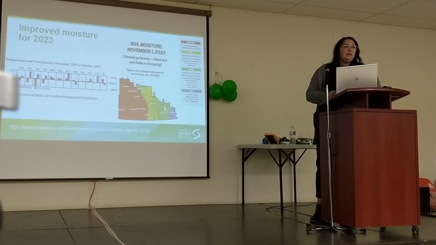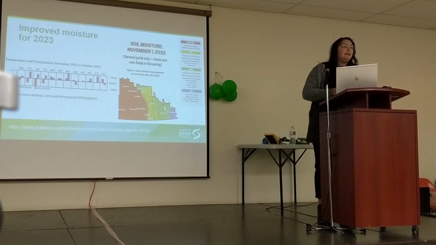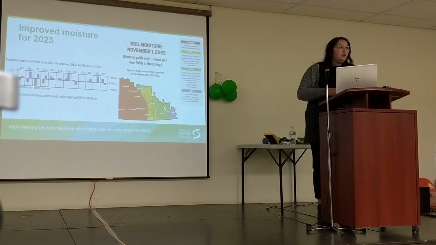When we look to 2023, the map that we're looking at, this is one of Les Henry's wonderful maps that he produces every year. So this is soil moisture as of November 1st, 2022. So we're looking pretty dry still. It's a little bit better than it was last year. I'm not going to show you last year's graph or map, but it is better. I promise you it's better.